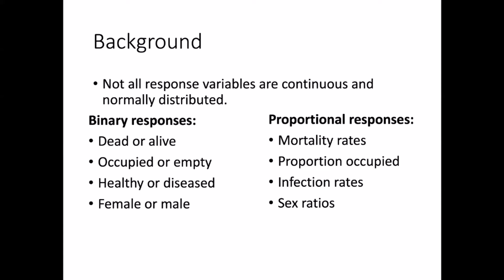This binary data can also be converted to proportional responses, such as we might be interested in variation in mortality rates against some explanatory variable. We could be interested in the proportion of occupied sites and how that changes over time. We could be interested in comparing infection rates across different diseases, or even comparing sex ratios across different populations.